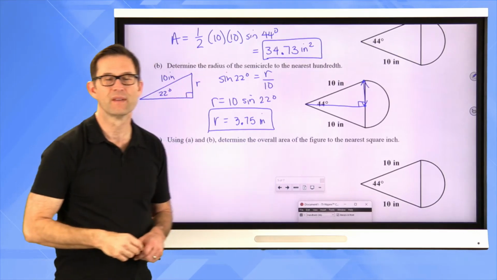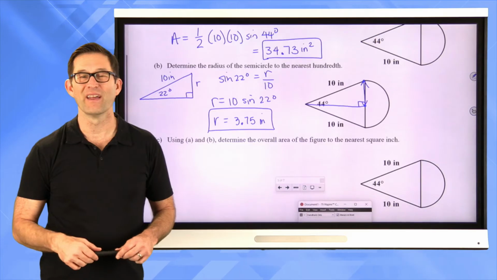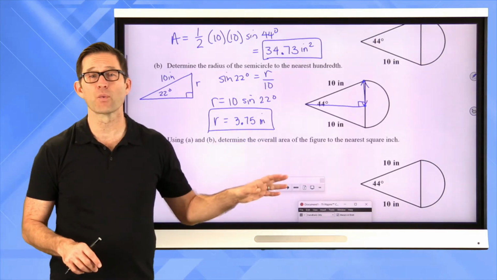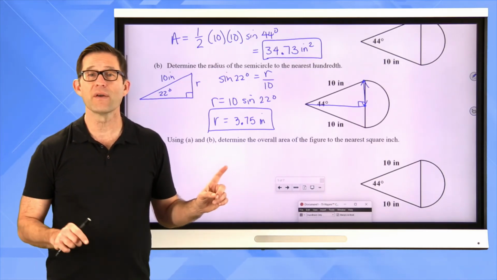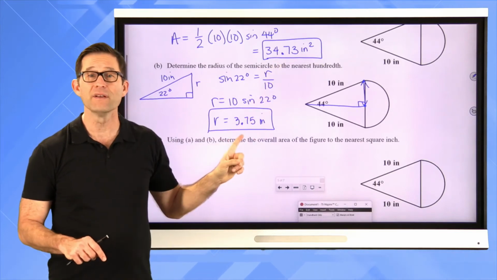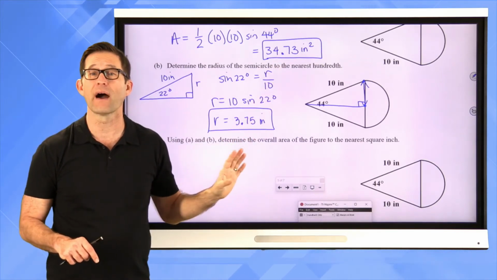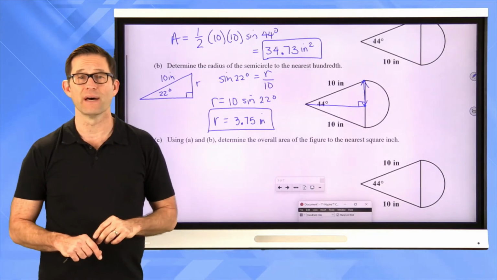All right, letter C. Using A and B, determine the overall area of the figure to the nearest square inch. All right, lovely. I like this one. We don't have to worry about getting it in an exact form of pi or anything like that. They've also given us permission to use both this answer in that rounded form and this answer in its rounded form to calculate our final answer. Pause the video now and see if you can figure those out.